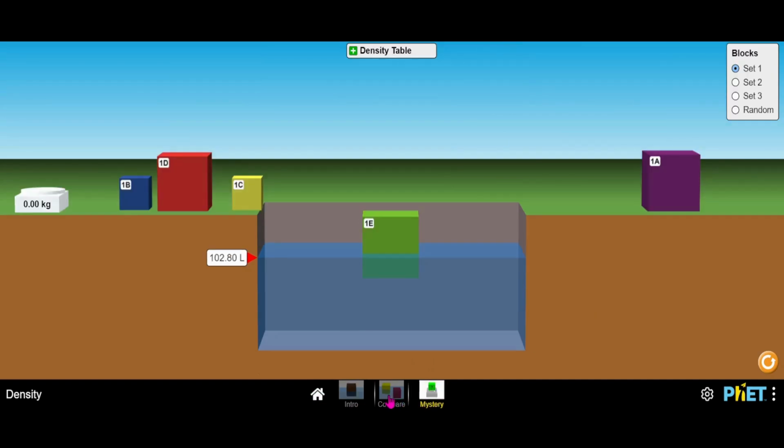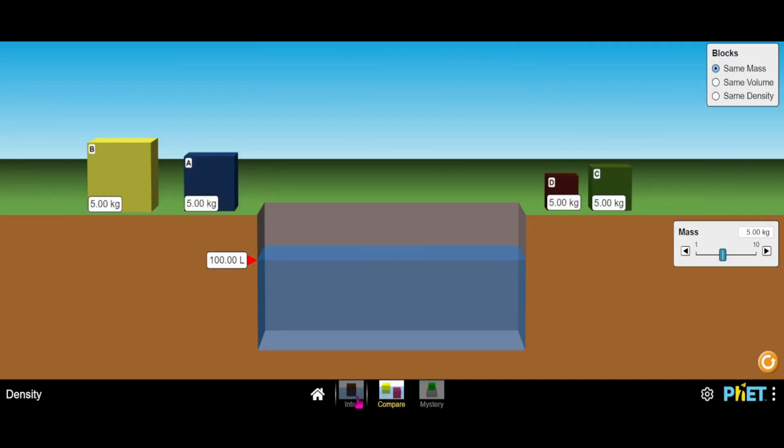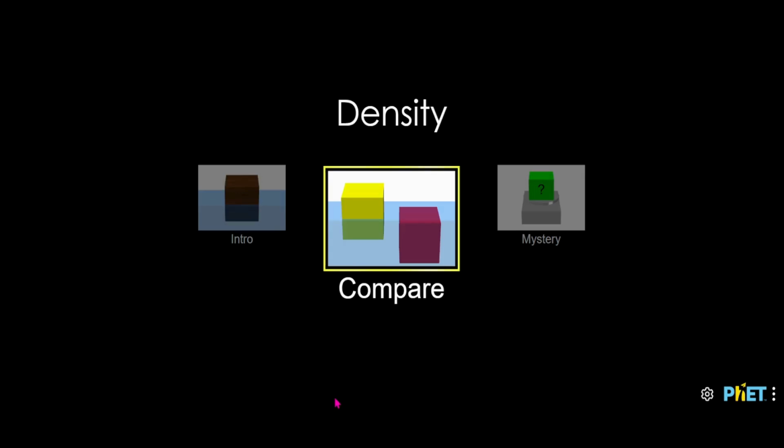That's the introduction about density and how it varies with the mass and the volume, and how the volume changes for the fluids, right? What is density, how and why objects float, and why they sink in the first place. All right, hope you have enjoyed the introduction to the density simulation.